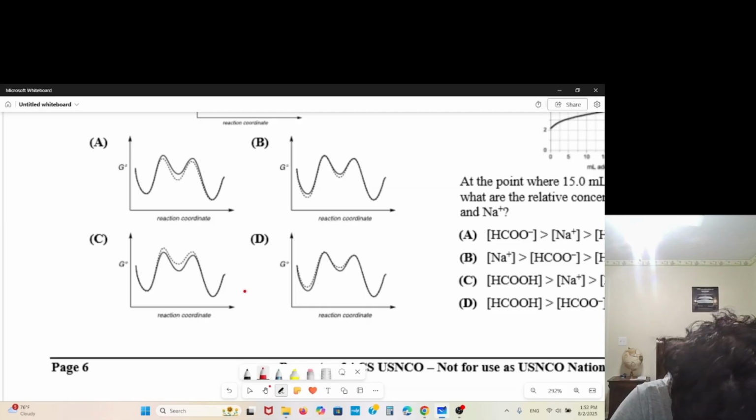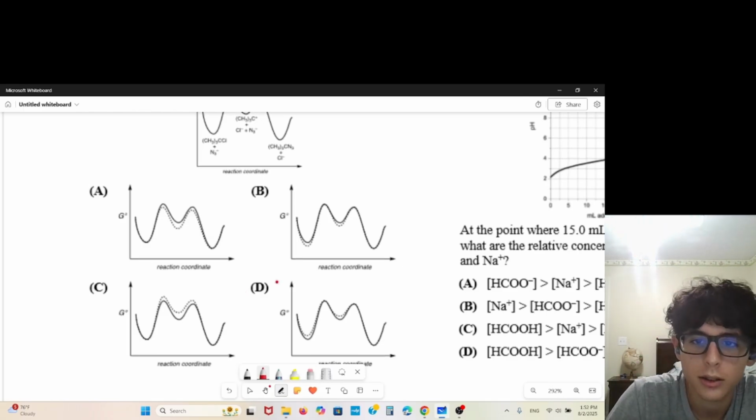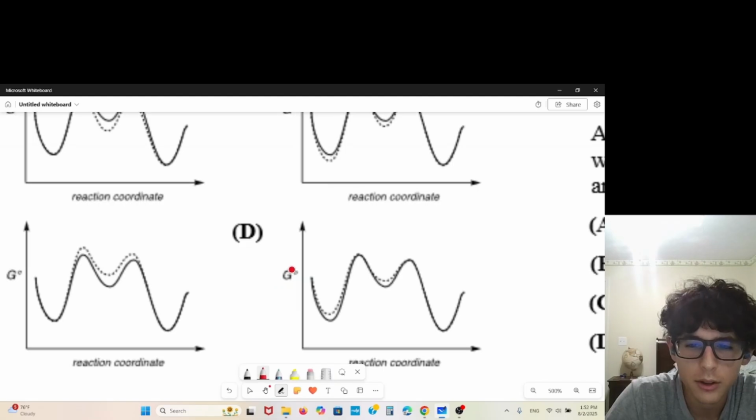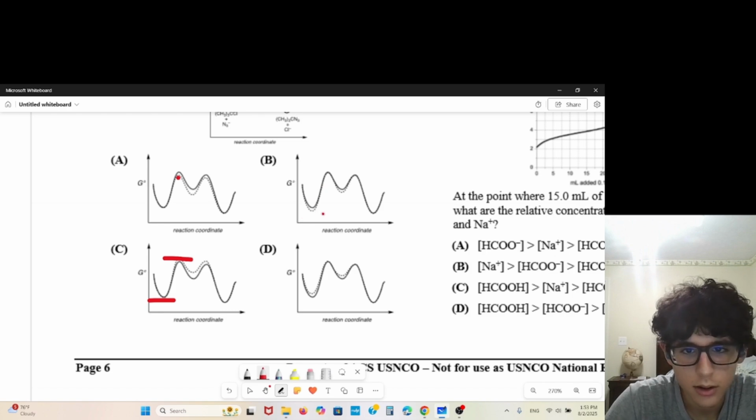So if it's slower, then look at what's going on here. Activation energy is from reactants to transition state. Here it's lower. This one is higher, that's true. This one is lower.